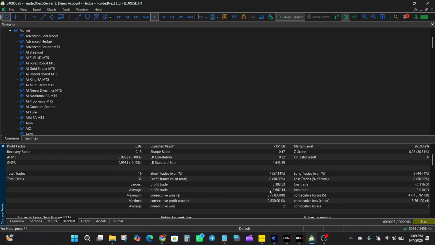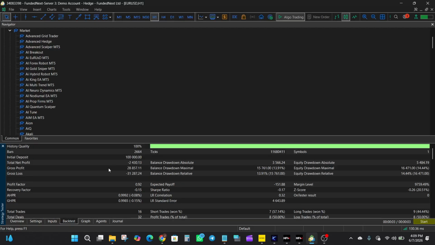The largest profit was 5,383.53. Largest loss was 5,316. Average profit 3,607.14. Average loss 3,910.91. So this shows me that the risk to reward ratio is pretty bad, and the win rate is also not good enough. So when you put the win rate side by side with the risk to reward ratio, I'm not surprised to see a negative net profit.